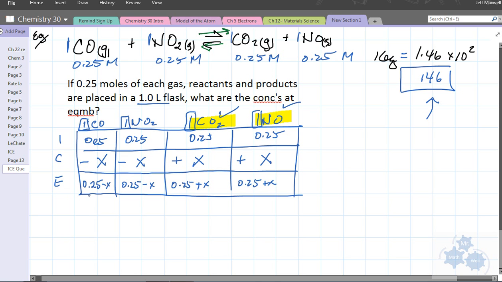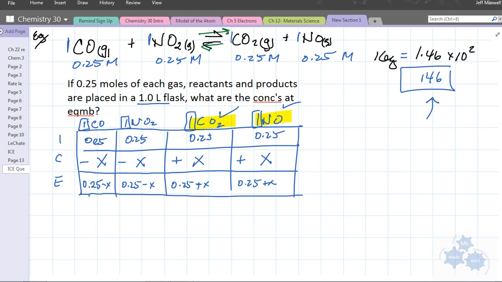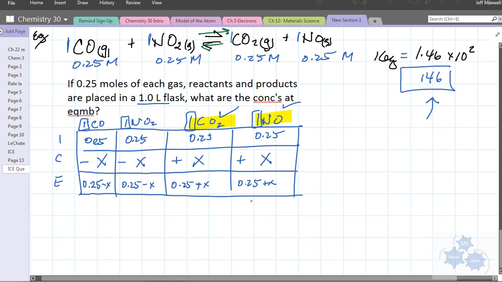And then we can fill in our KEQ expression. Okay, so you guys go ahead and do that. Okay, try the rest of this on your own. And then I'll show you the correct answer in a couple minutes.